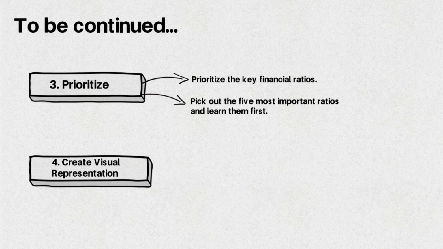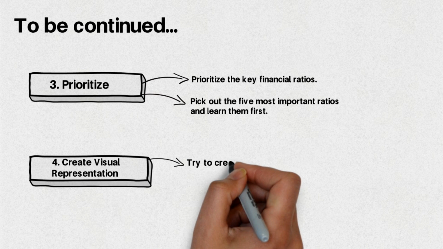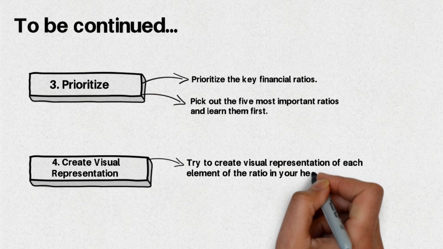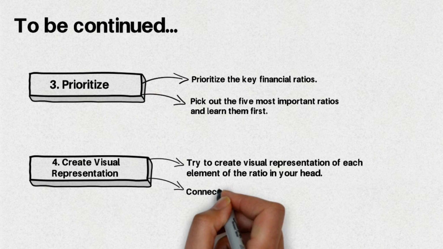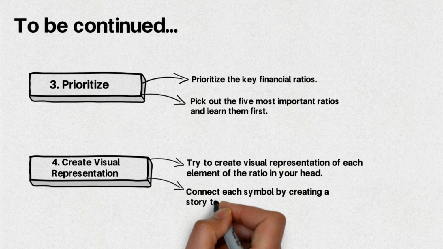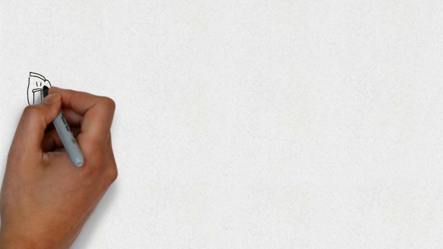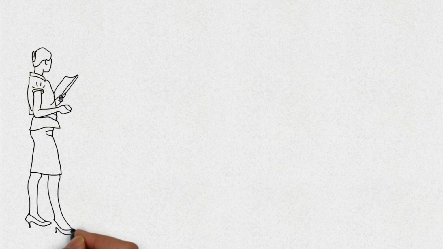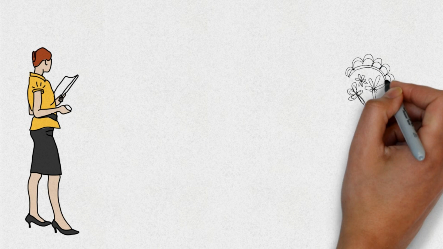And last but not least, try to create an elaborate visual representation of each element of the financial ratios in your head to learn them easily. Connect each symbol by creating a story to keep them all together. This will be very helpful since our mind's tendency to remember in pictures is higher than words or symbols. With these tips, it will only take you 15 minutes to learn the financial ratio formulas and store them in your head.